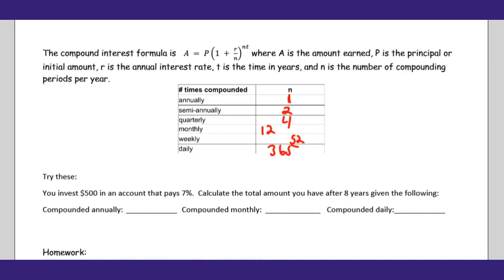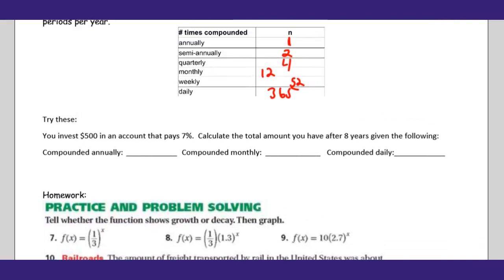So now, for this problem right here, it says you invest $500, that's my principal, into an account that pays 7% per year. That's our rate. So remember, we convert that to a decimal. Calculate the total amount you have after 8 years. Well, that is our time and principal. So compounded annually. Compounded annually means N is going to be 1.